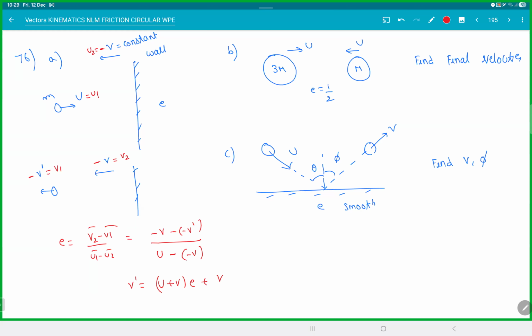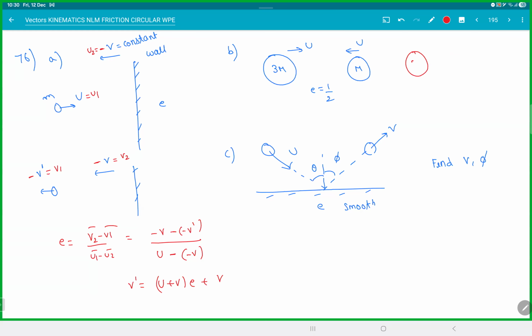You know what's the faster way to remember? Stop the wall. Then you think the ball is coming with u plus v. If you hit a wall with u plus v, it'll bounce back with e times (u plus v). But this is with respect to the wall. Add the wall's velocity back. That's faster. With signs and all, you don't want to get confused. I would have done that. You know how to do this thing. I will leave the steps here.